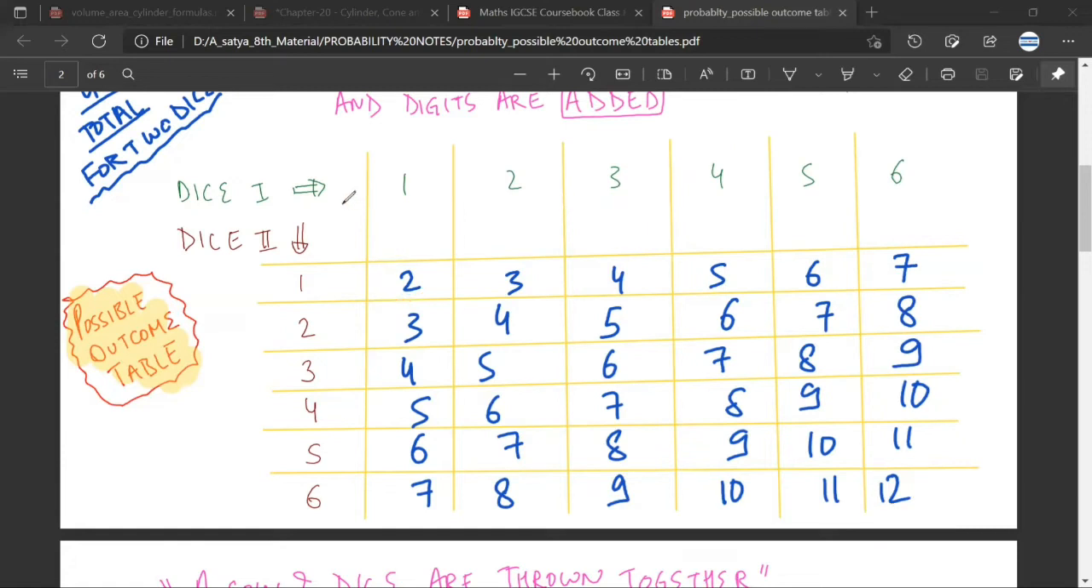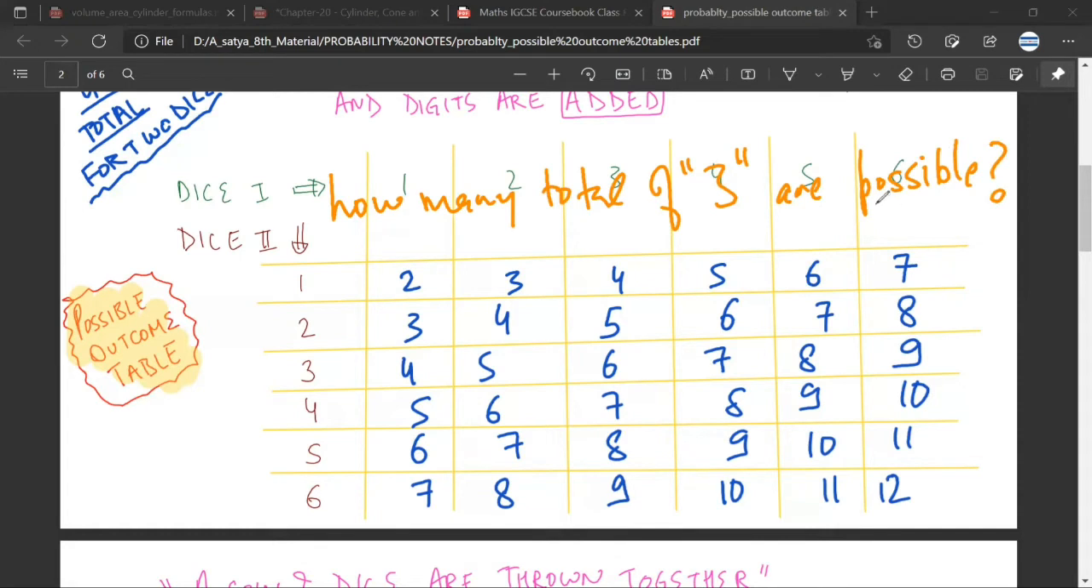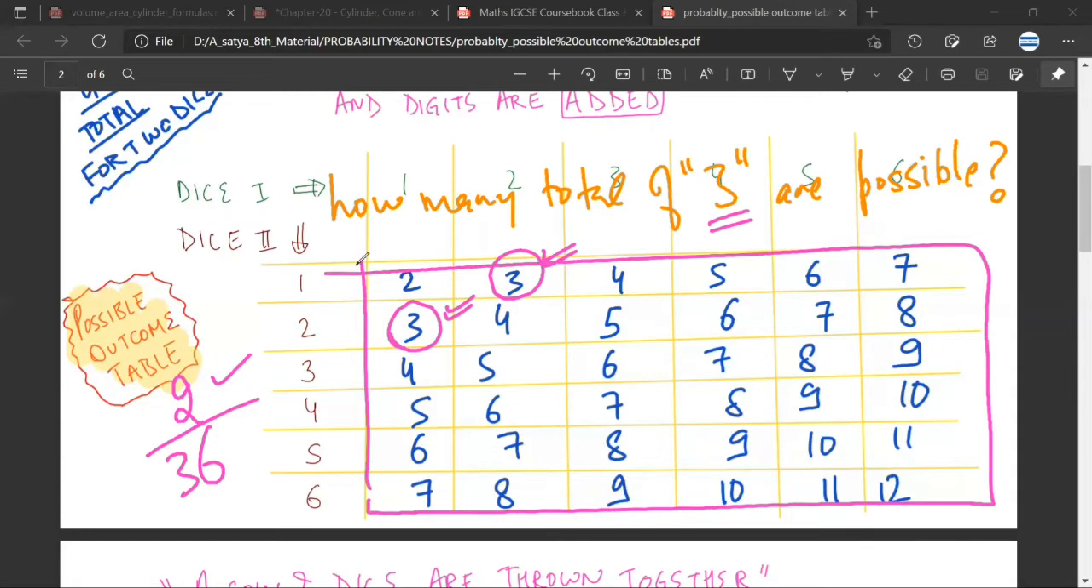Now, let us say they ask you, how many totals of 3 are possible, Satya? Total of 3. This and this. Yes. Any doubt? No doubt. Now, if I have to find the probability of a total of 3, it would be 2 upon 36. Any doubt? No doubt. Because the total of 3 possibilities are this and this one. So the total of 3 would be 2, and the total number of possibilities which are there. Oh, because there is repetition also, so we'll have to change our answer.